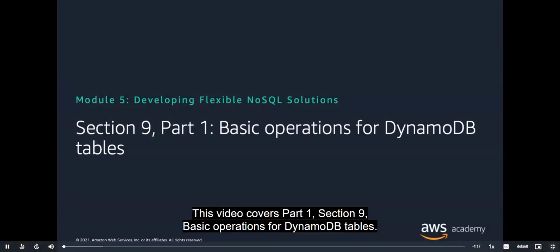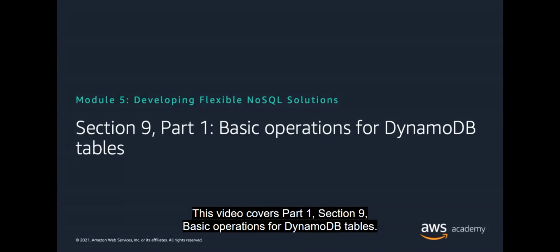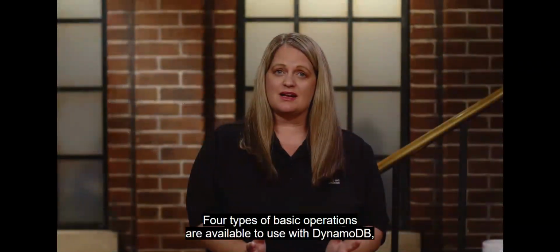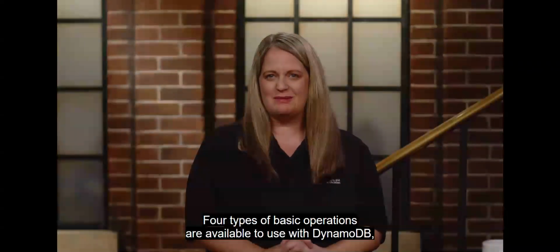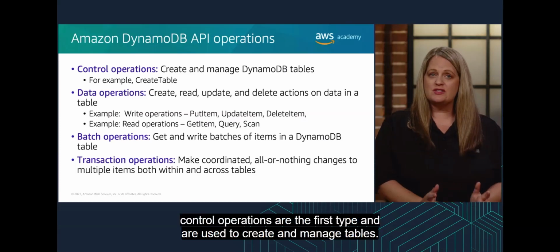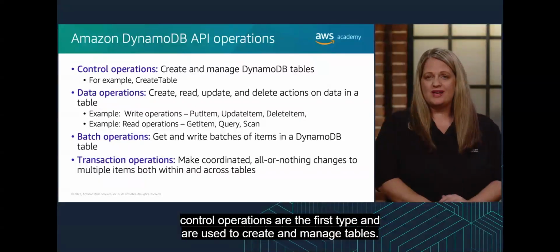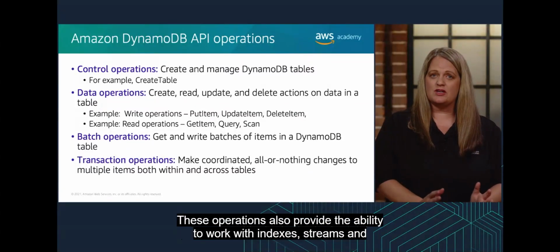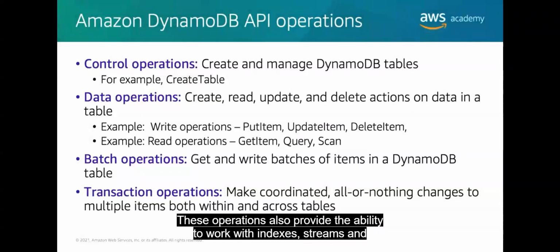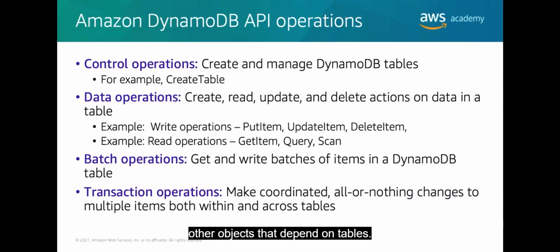This video covers part 1 of section 9, Basic Operations for DynamoDB Tables. Four types of basic operations are available to use with DynamoDB. Control operations are the first type and are used to create and manage tables. These operations also provide the ability to work with indexes, streams, and other objects that depend on tables.